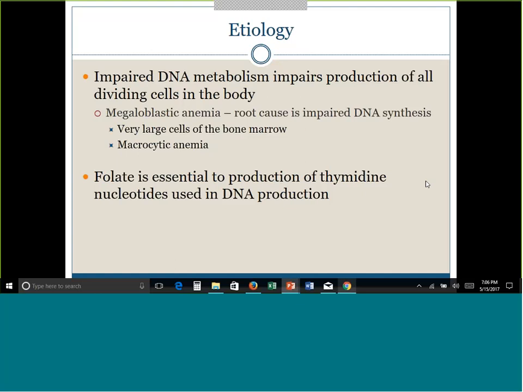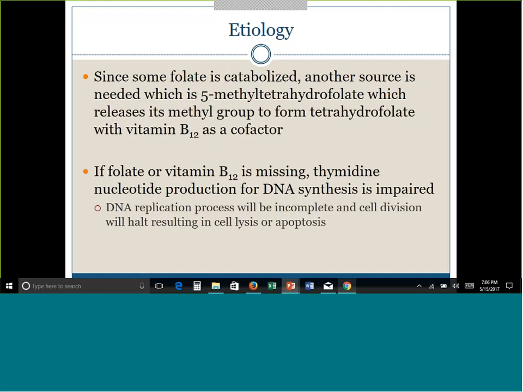So it's saying here at the bottom, folate, or you can say folic acid, is essential to production of thymidine nucleotides that are used in DNA production. It will go on to talk about how when they catabolize folate, which means break it down, another source is needed, which is 5-methyltetrahydrofolate. That's a mouthful, which releases, basically, in the end there, they need also vitamin B12 as a cofactor. So you can see the two together essentially are required in order to build and create DNA.